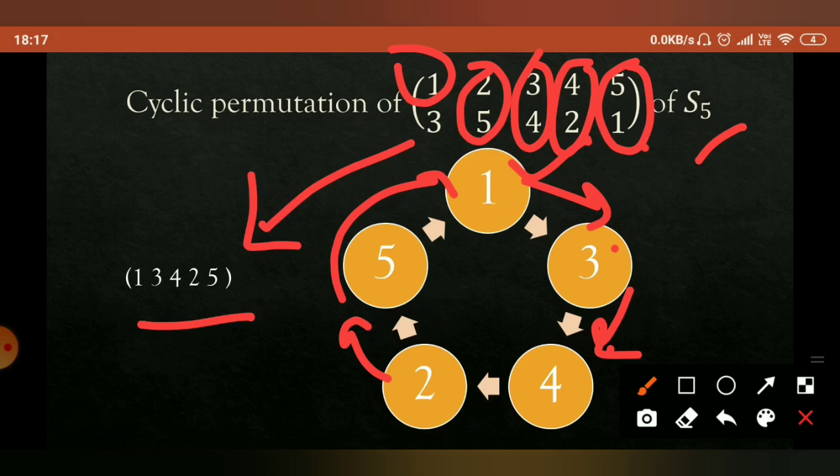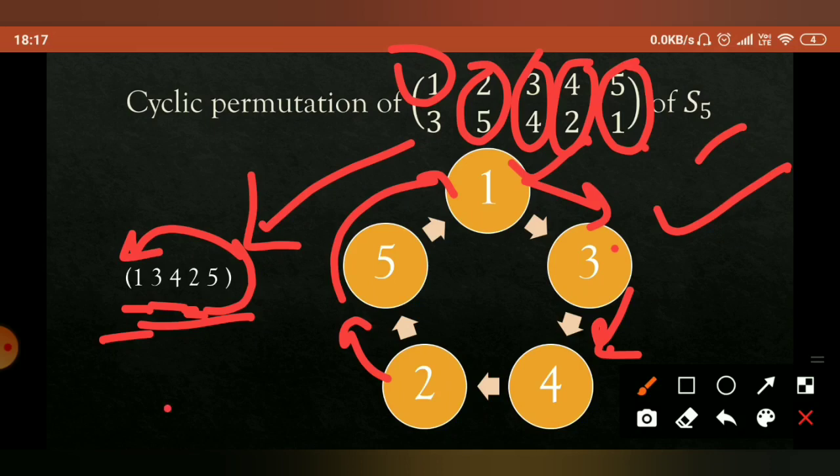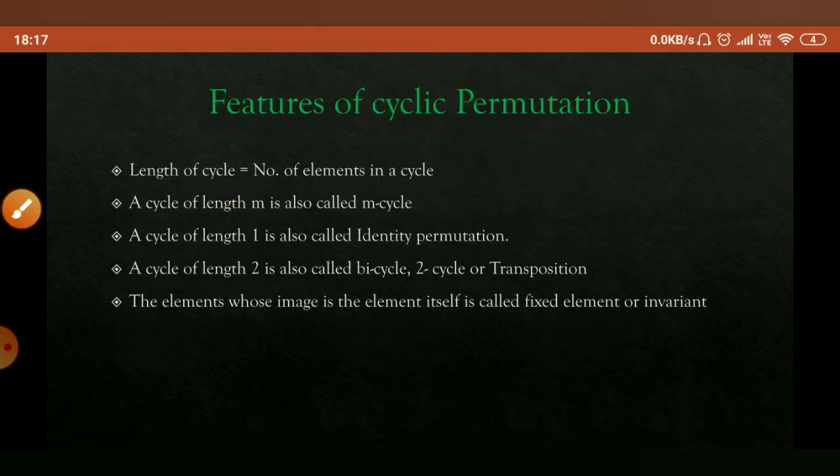So we have to write this as a cycle. The image of 1 is 3, the image of 3 is 4, the image of 4 is 2, the image of 2 is 5, and the image of 5 is 1. So that completes the cycle. So this is the way of writing a cyclic permutation.